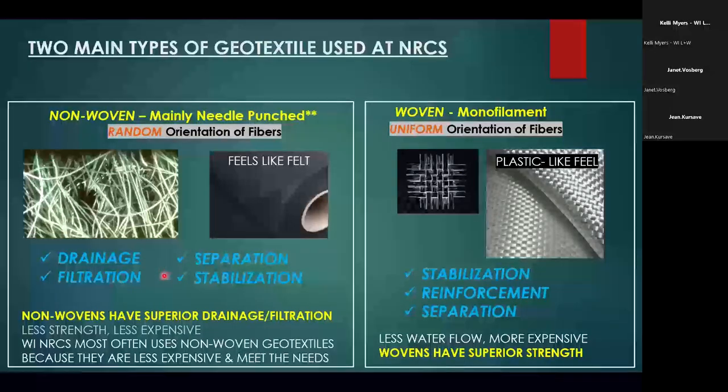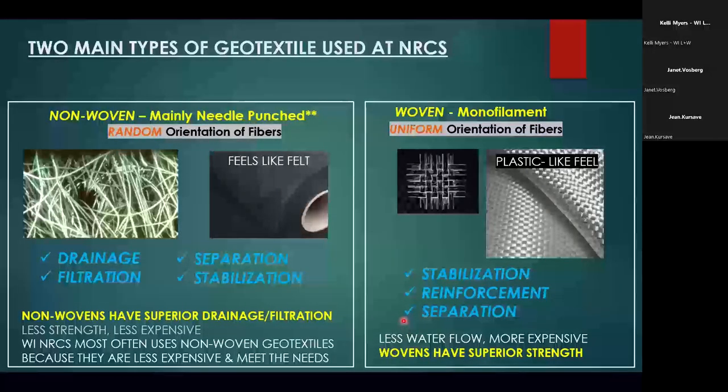Because non-woven is more of a random orientation, it's far superior for drainage, for letting water through, and for filtration, meaning holding soil in place. It can also be used for separation and stabilization, but honestly, wovens tend to be better at that because they're stronger, just by the nature of how they're made. They don't have as much water flow. They tend to be more expensive, but they do have superior strength.